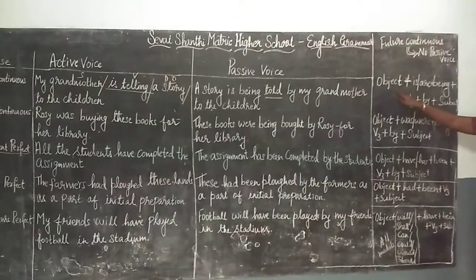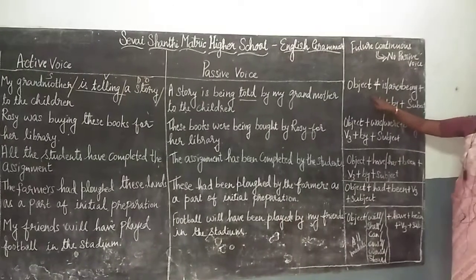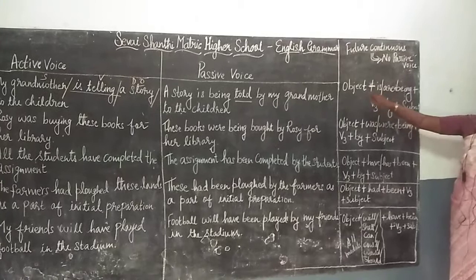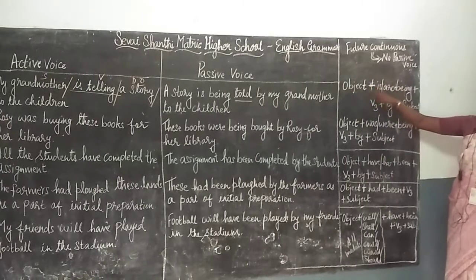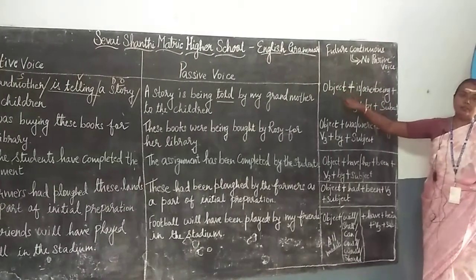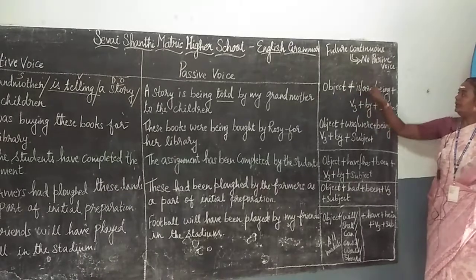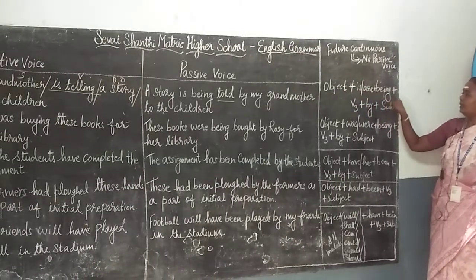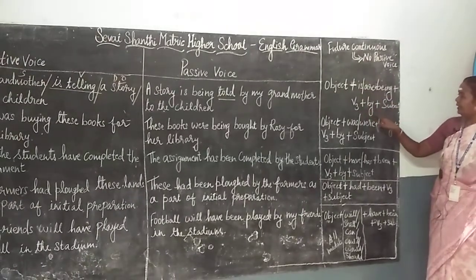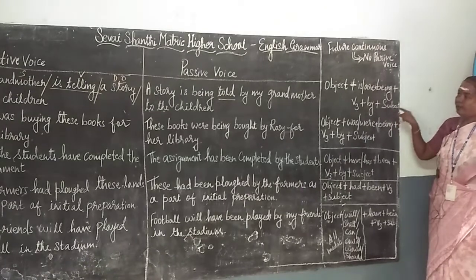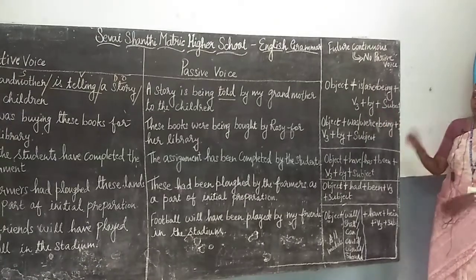Okay, here see the pattern, the format you have to write. Object plus is or are plus being, as per the object, whether it is singular or plural, you should think that. Is or are plus being plus verb 3 plus by plus subject and then the other things, the indirect object, like that.